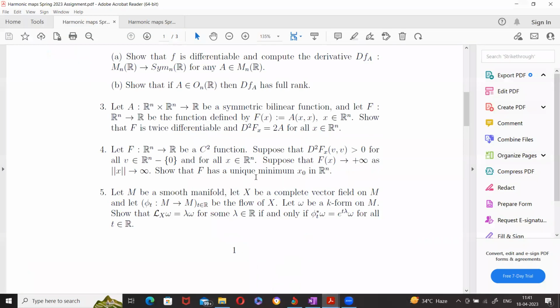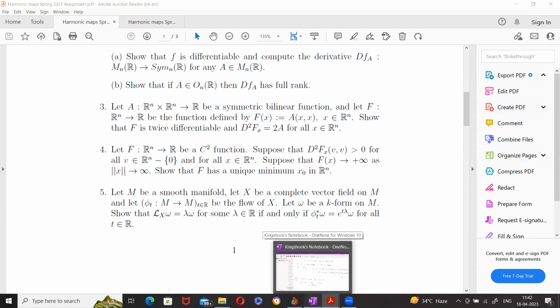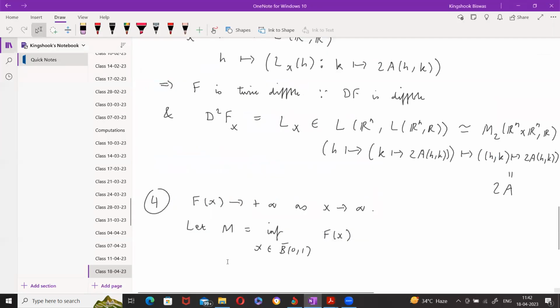Okay, so we're talking about problem 4. f is a C2 function on Rn whose second derivative is strictly positive, acting on v, v, where v is any non-zero vector and at any point x in Rn. And suppose that f(x) tends to infinity as norm x tends to infinity, then you have to show that f has a unique minimum x naught in Rn. Okay. So the first thing is to show that f has a minimum, right?